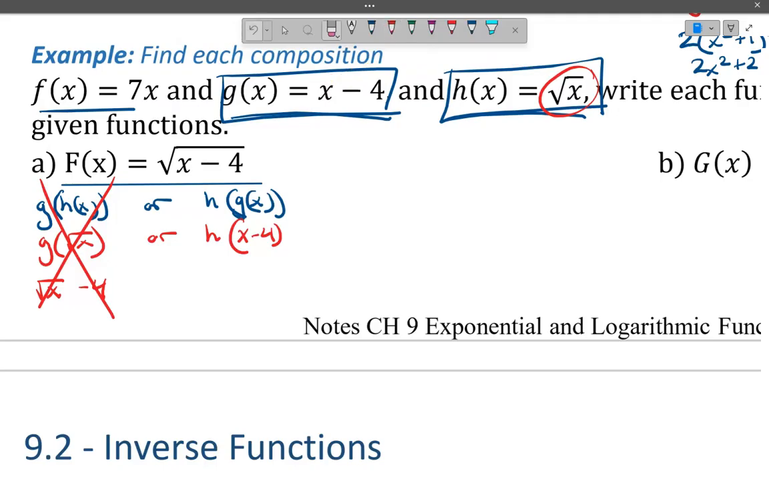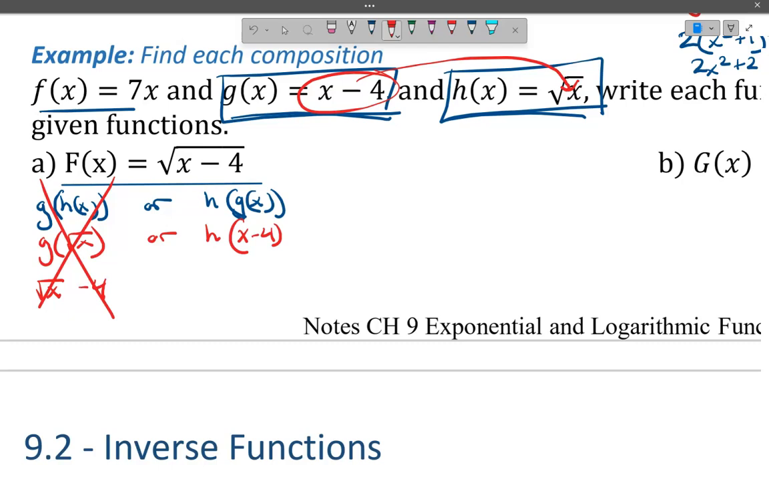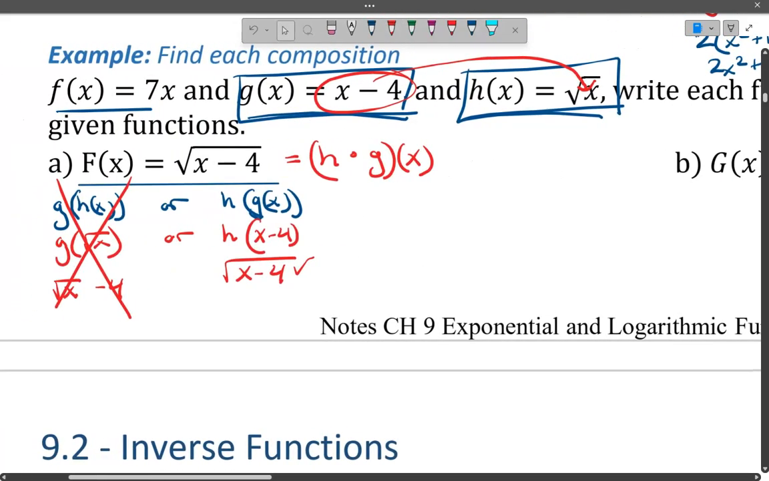However, if we flip it around and we take x minus 4 and substitute it in for x, now that entire expression is inside the radical and we have the square root of x minus 4, which is what f of x equals. So we know that g is the input into h, so f of x equals h of g of x. That is our composition.